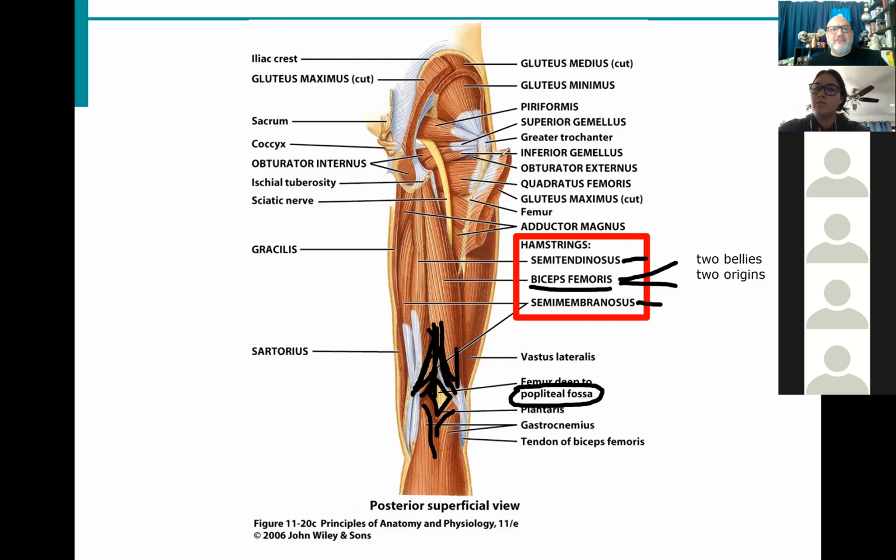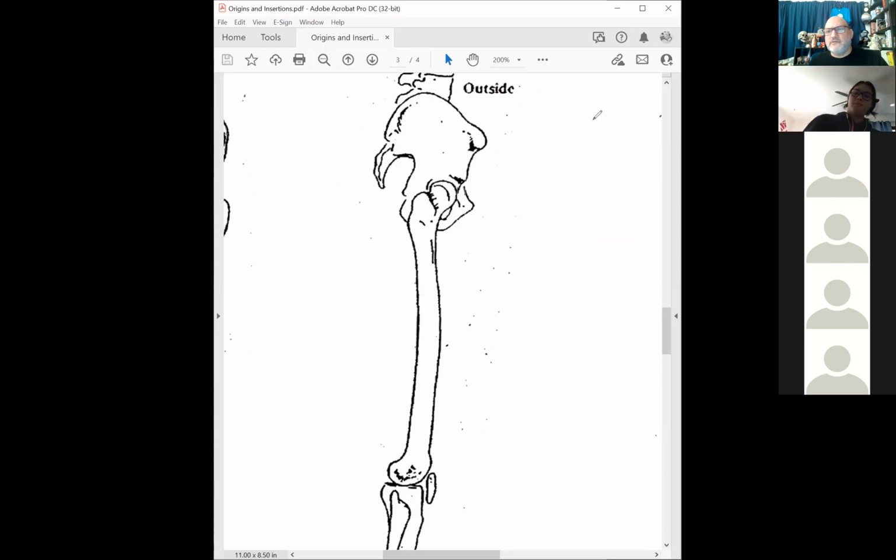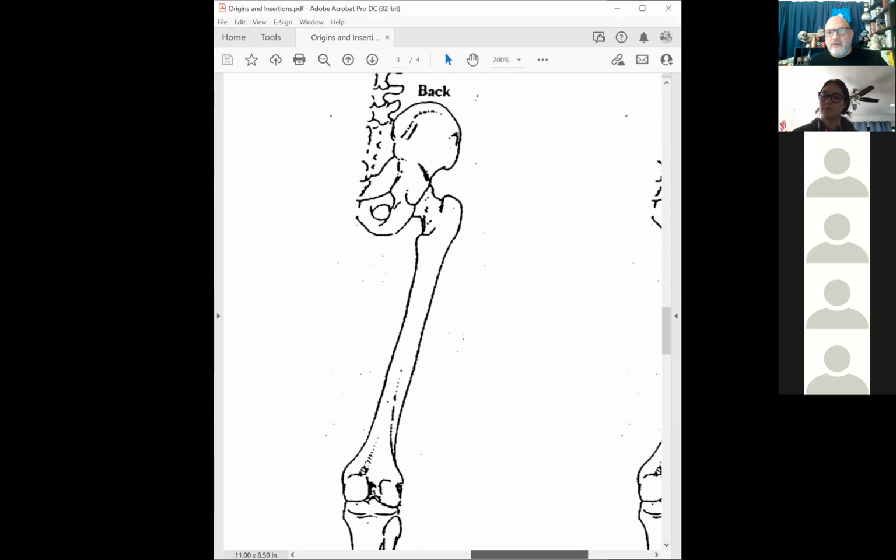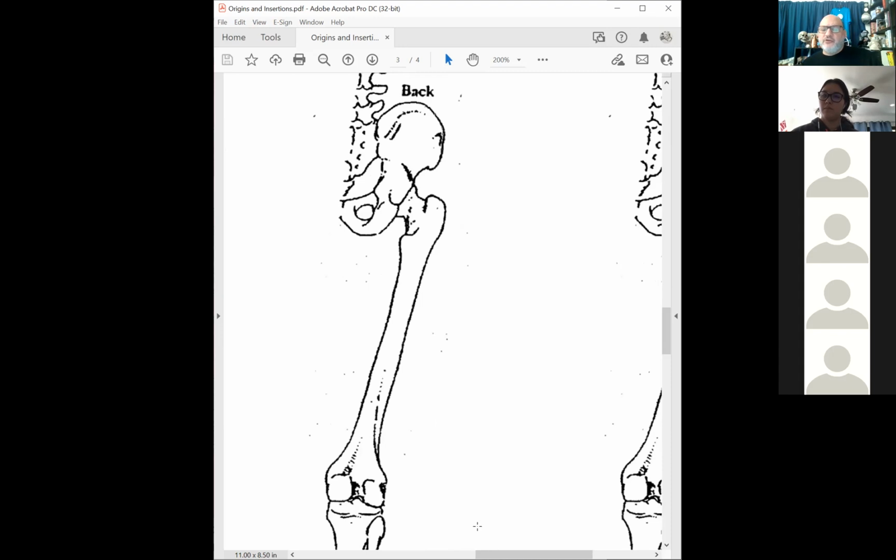So let's go here. There we go. All right, here is our posterior view. And let's draw the origins and the insertions of our biceps femoris first. Now, one more quick thing we need to remind ourselves of as we're doing this.